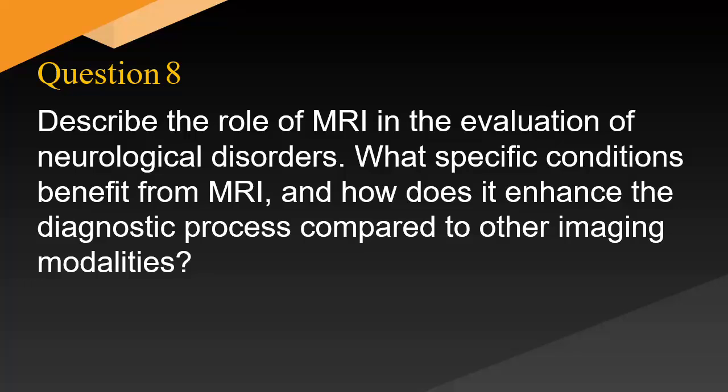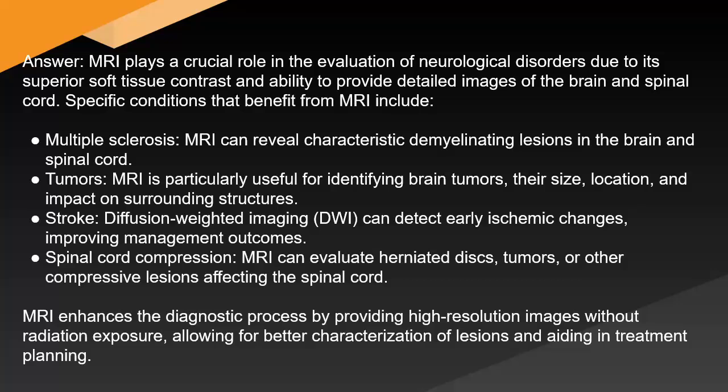What specific conditions benefit from MRI, and how does it enhance the diagnostic process compared to other imaging modalities? Answer. MRI plays a crucial role in the evaluation of neurological disorders due to its superior soft tissue contrast and ability to provide detailed images of the brain and spinal cord. Specific conditions that benefit from MRI include multiple sclerosis. MRI can reveal characteristic demyelinating lesions in the brain and spinal cord.